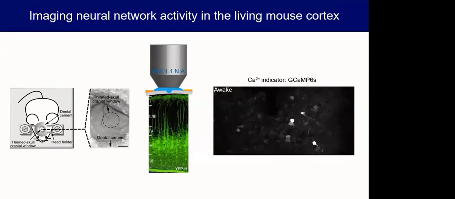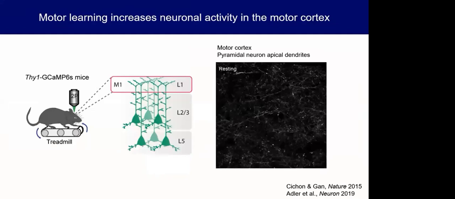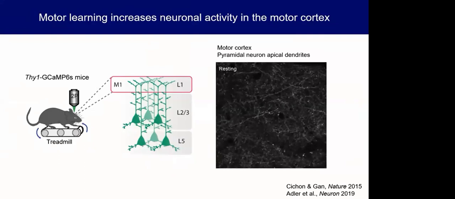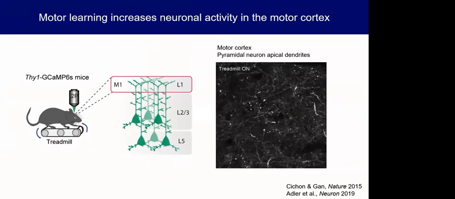So here, changes in calcium fluorescence serve as a good proxy for neuronal activity. It's known that in healthy mice, motor learning increases neuronal activity in the mouse motor cortex. So this video was collected from apical dendrites of pyramidal neurons in the motor cortex of mice running on a treadmill. As you can see, treadmill running is associated with an increase in synaptic and dendritic calcium activity. And this increase in activity has been shown to be learning dependent.